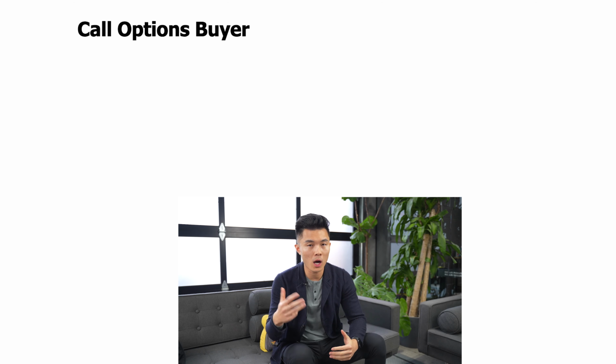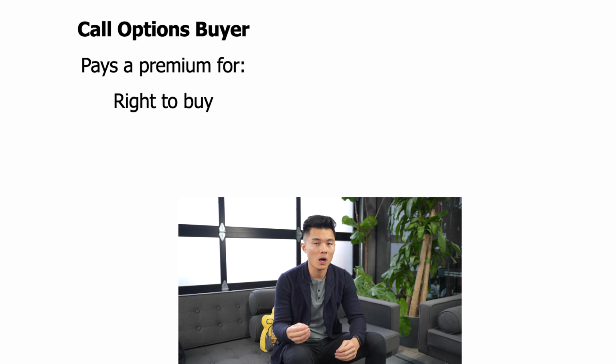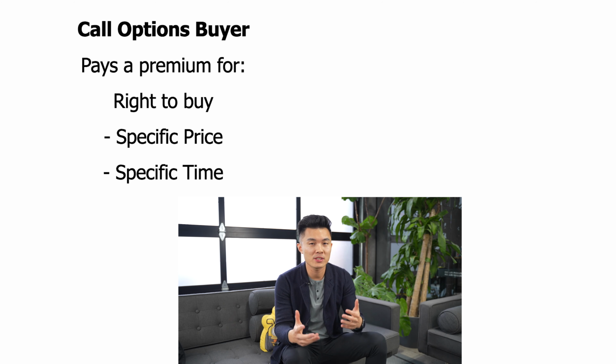Before I go into an example explaining call options and put options, buying them and selling them, I want to let you know what the rights or the obligations are for the call option and put option. So let's start with the call option first. If you're a call option buyer, you pay a fee to buy this contract. It's like you pay a fee to buy a lottery ticket. And you can buy this option contract at a specific price and within a specific time frame.